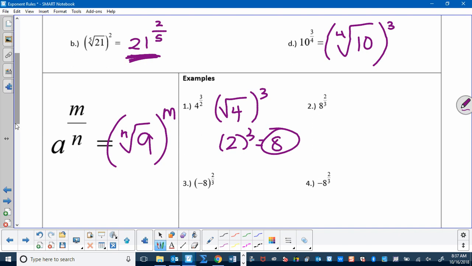Okay, what about the second one? What's the root here? 3. The cube root of 8 all squared. Cube root of 8 is 2. Squared is 4.